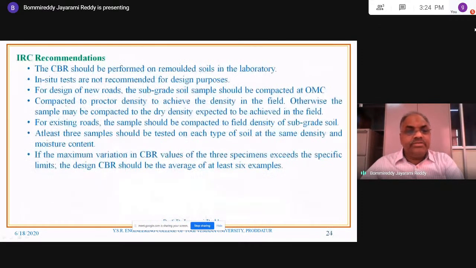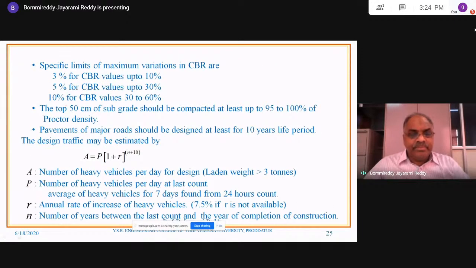Now we are in the CBR method, and the test procedure and all related things will be discussed in the next chapter, materials. We are not concentrating on the CBR test. We are taking only the CBR value and how it is to be designed. We are focusing only on this.